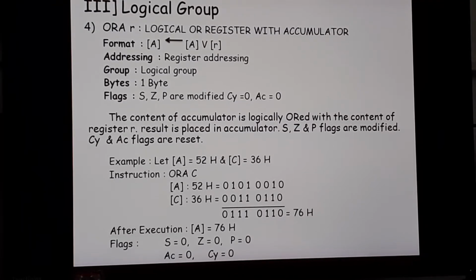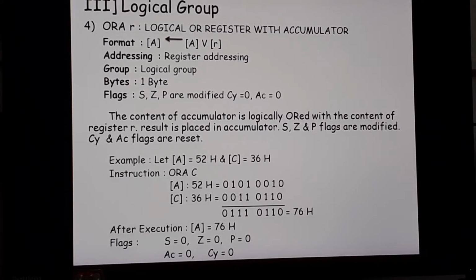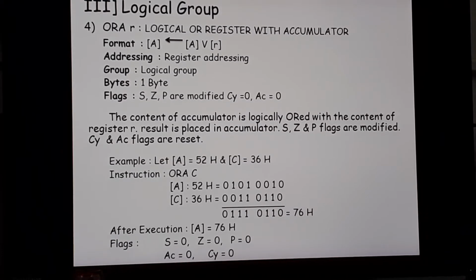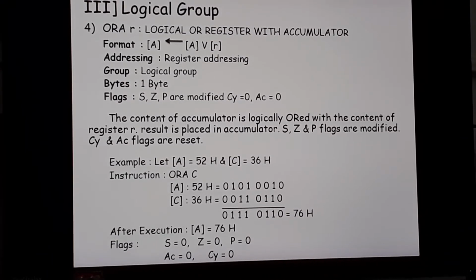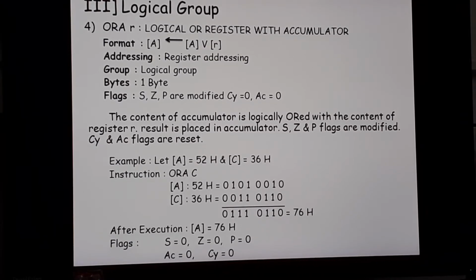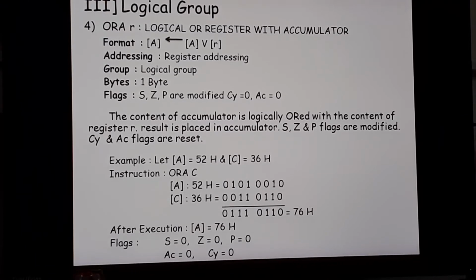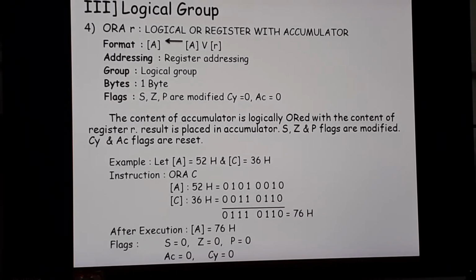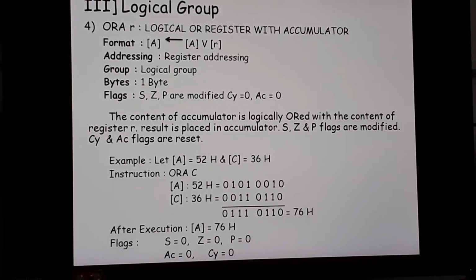Flags will be the same as AND operation, except that here the auxiliary carry flag is also set to 0 and carry flag is also set to 0. So the only change in those instructions, we used to set the auxiliary carry as 1. Here we will be setting it to 0. So sign, zero and parity flags are modified. Carry flag and auxiliary carry flag are set to 0.